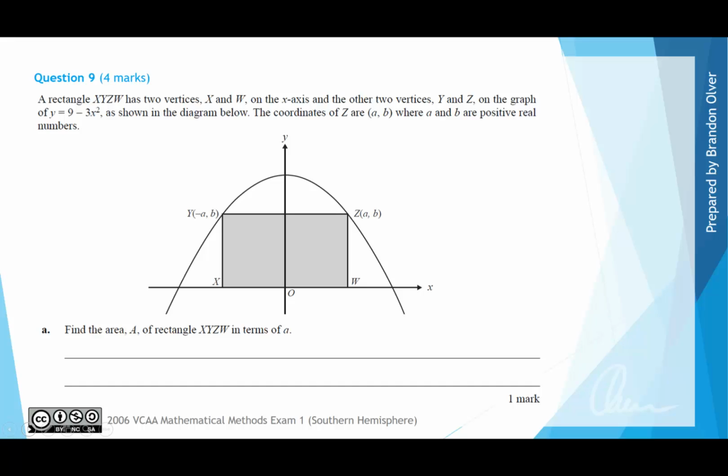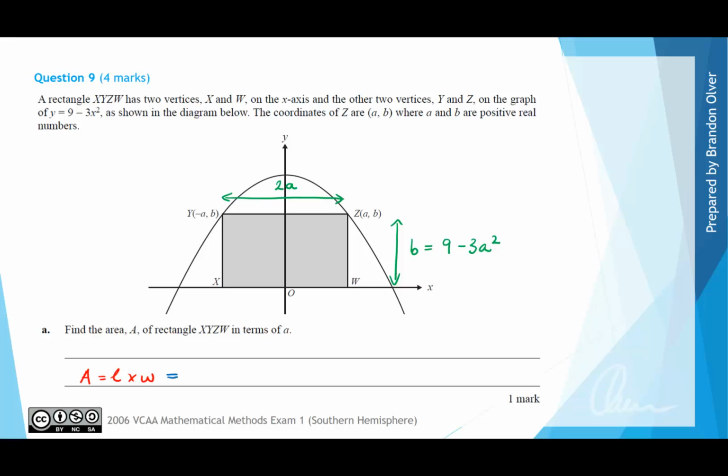For part A, we're asked to find the area, capital A, of rectangle XYZW in terms of lowercase a. So the first thing we need to do is remember that the area of a rectangle is simply equal to the length multiplied by the width. For this question, the length goes from negative a to positive a, giving it a length of 2a. And the width, or height, is going to be equal to b, and b in terms of a is simply 9 minus 3a squared. So that's the function's y value at a.